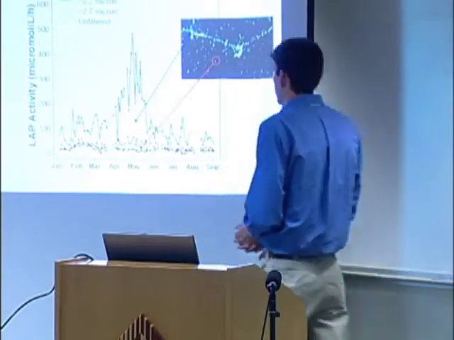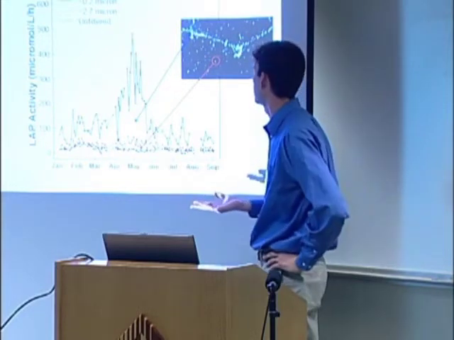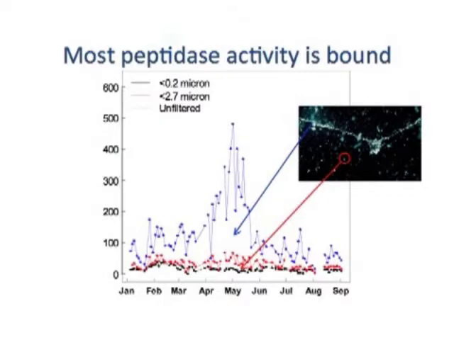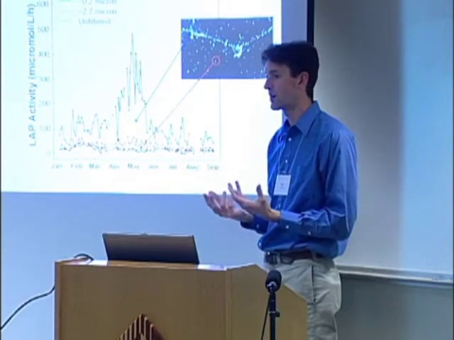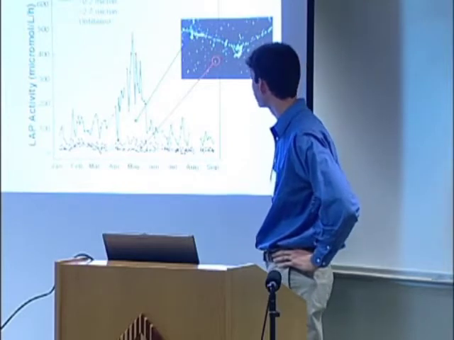So what we have here are lines that correspond to unfiltered water. So this is the blue line. And in the red line, we have water that's been pushed through a 2.7 micron filter. And the black line, water that's been pushed through a 0.2 micron filter. So the significance of this is that bacterial cells are about 1 micron in diameter. So bacterial cells will pass through the 2.7 filter, but not the 0.2 filter. So the black line is basically the material that passes through all these filters. So there's no bacteria in there. It's only freely dissolved enzymes and viruses and other dissolved compounds that would get through that filter.